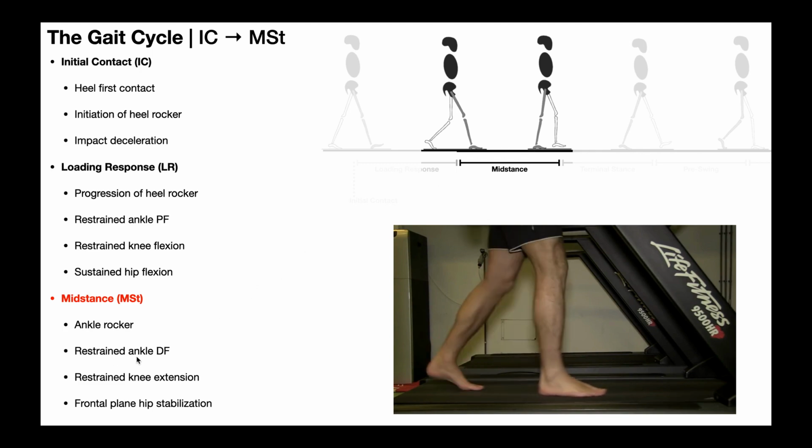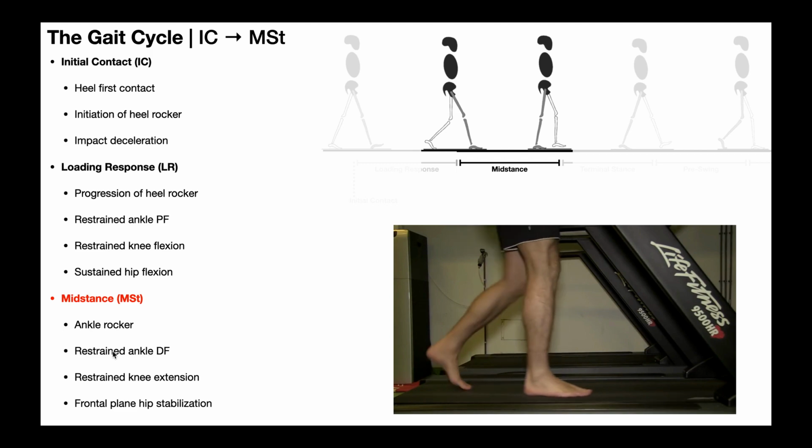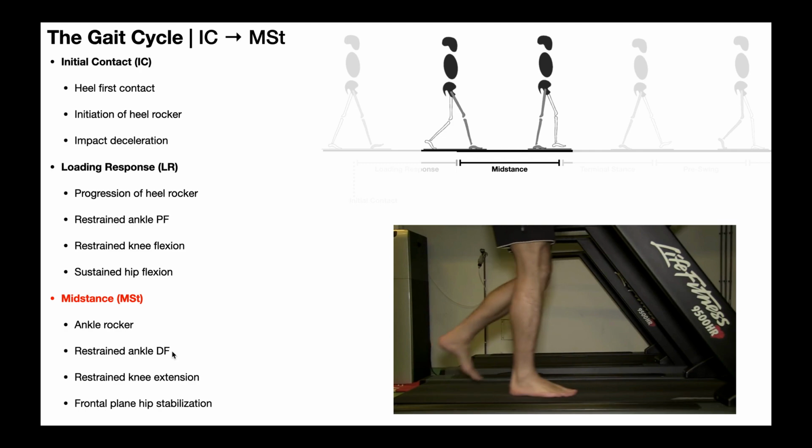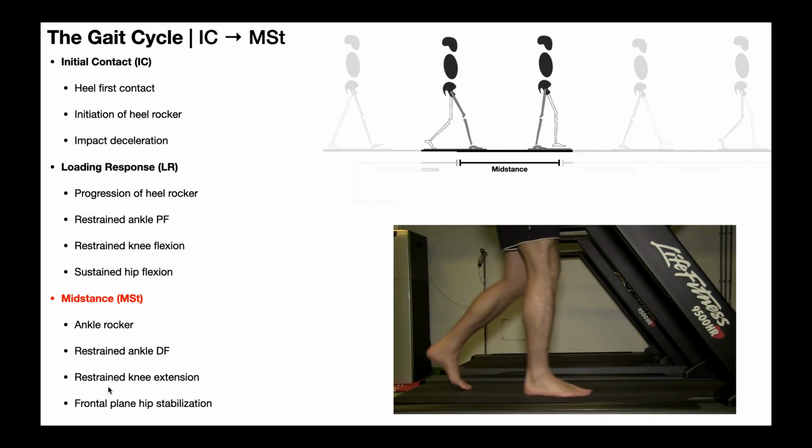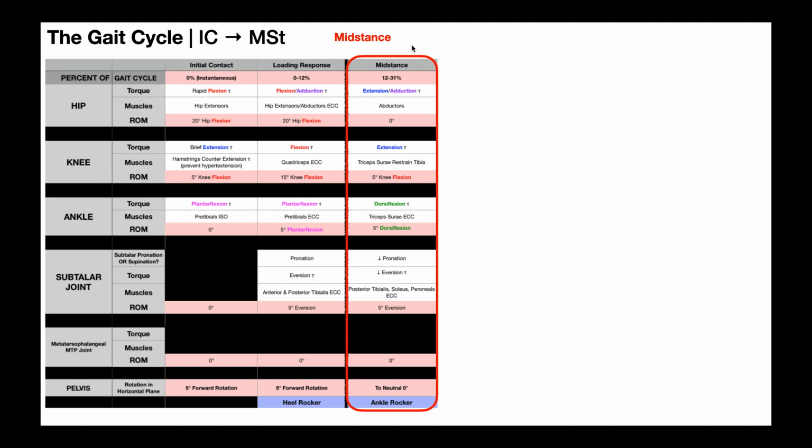We also see 3 things right here that are associated with midstance, and that's restrained ankle dorsiflexion, or we could say controlled ankle dorsiflexion, restrained knee extension, and frontal plane hip stabilization. We'll get to that in a minute. That's very important. Now let's take a look and see what happens at the specific joints during midstance. The hip joint's really important and has a really important implication, so we're going to come back to that last. Let's actually look at the knee joint first.